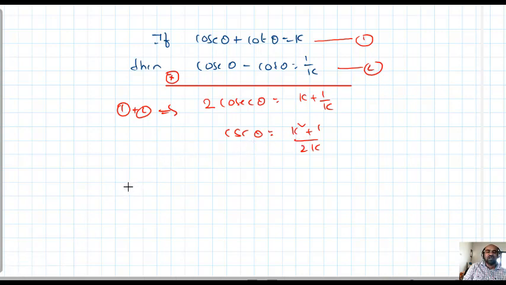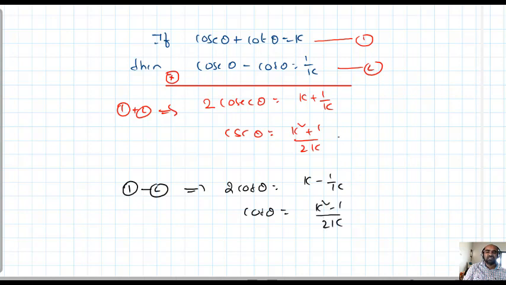That's not a big problem. Or another way also you will get the result: 1 minus 2 gives 2 cot theta equal to k minus 1 by k, or cot theta equal to k square minus 1 by 2k. So this is result number 3, and this is result number 4.